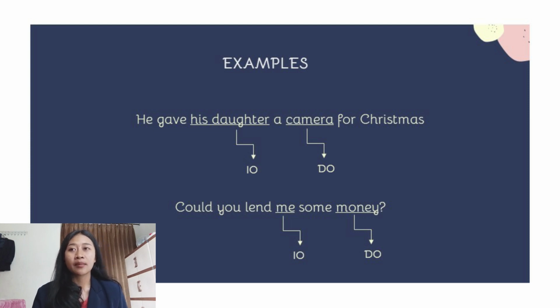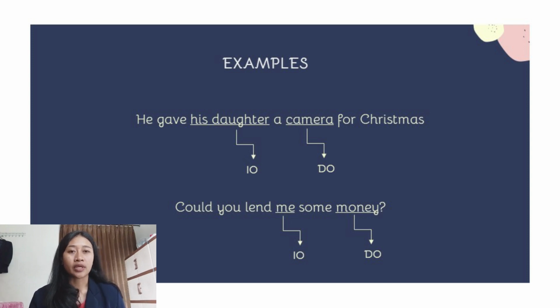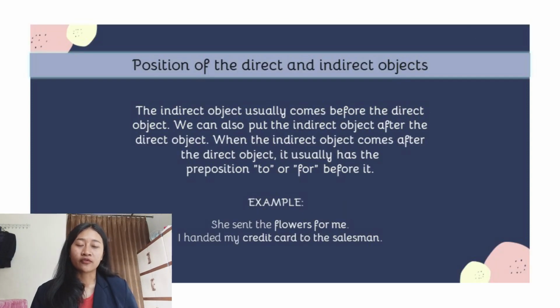We move on to the next example, that is, could you lend me some money? There are also two objects here. The first one is me and the second is money. So me here is the first object, which is the indirect object, and the second is money, which is the direct object. Okay, we move on to the next slide.